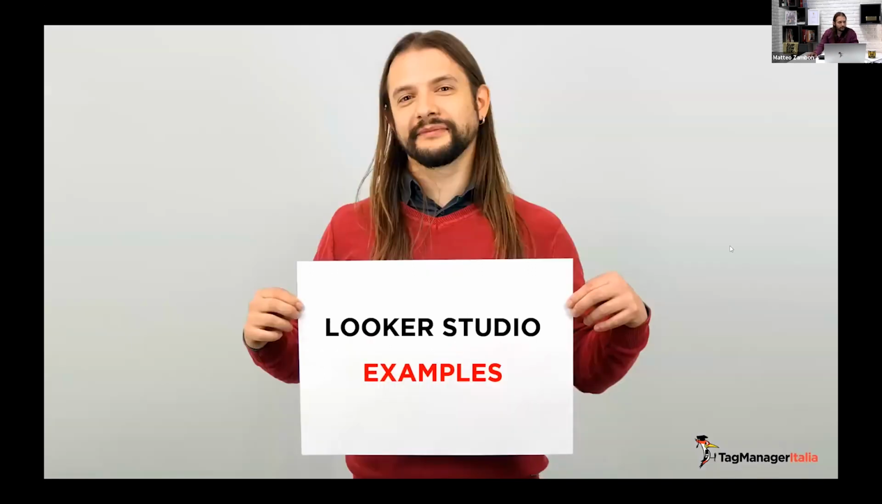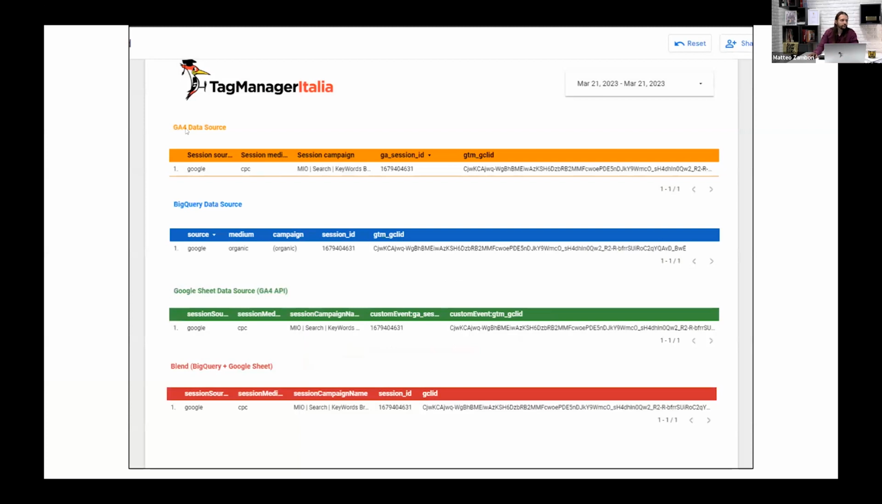This is some Looker Studio examples. So the first is just the direct GA4 data source. So of course the data is right.